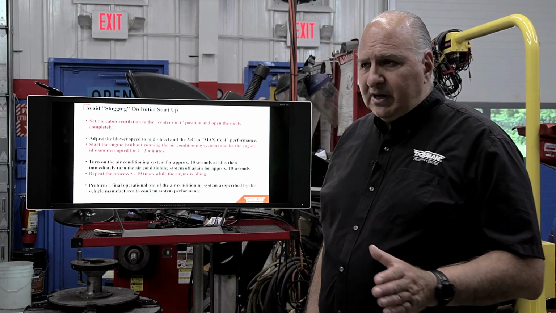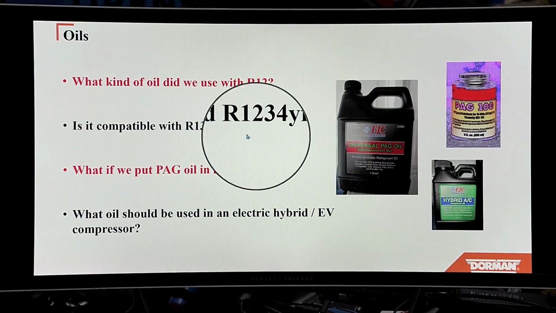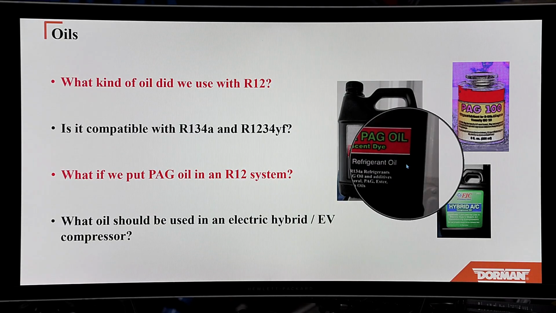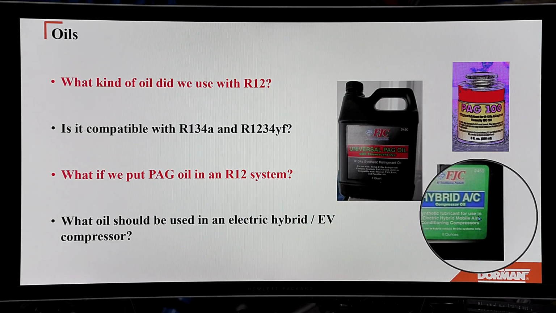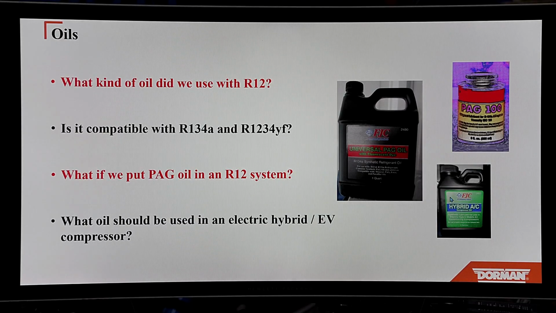The little valves in there or the swirl will have a problem. What kinds of oil? Well, the old R12 was mineral. Now here's what we use, a universal PAG with dye. You see that word? With dye. And here's the hybrid FJC with dye. You can use your particular brand.